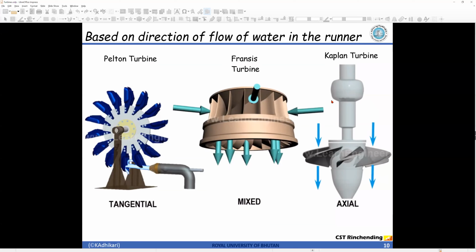Kaplan is an axial flow, meaning it is coming in the direction of the axis of rotation. So it comes in this direction and leaves in this direction. So that's a pure case of axial. Pelton is a tangential, and Francis is a mixed flow type turbine.